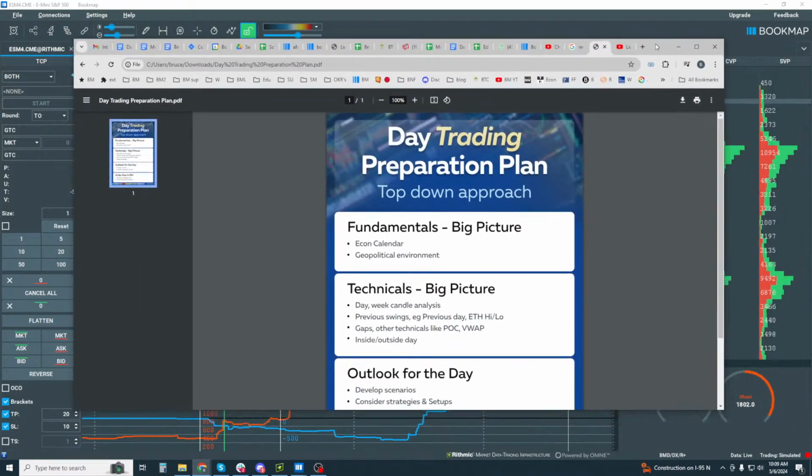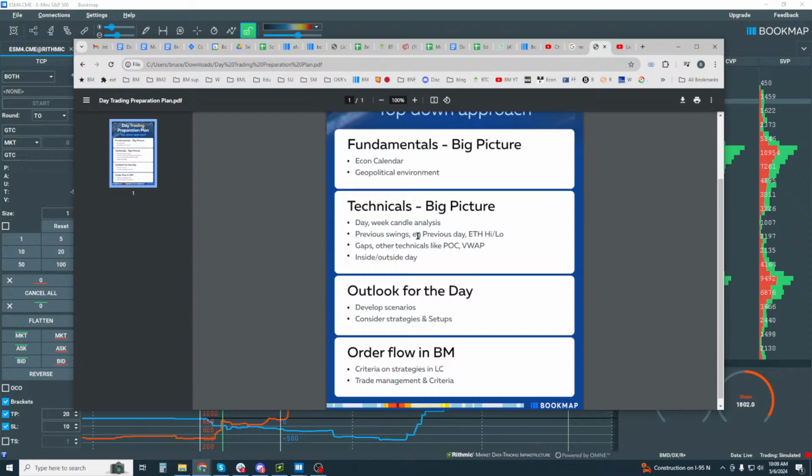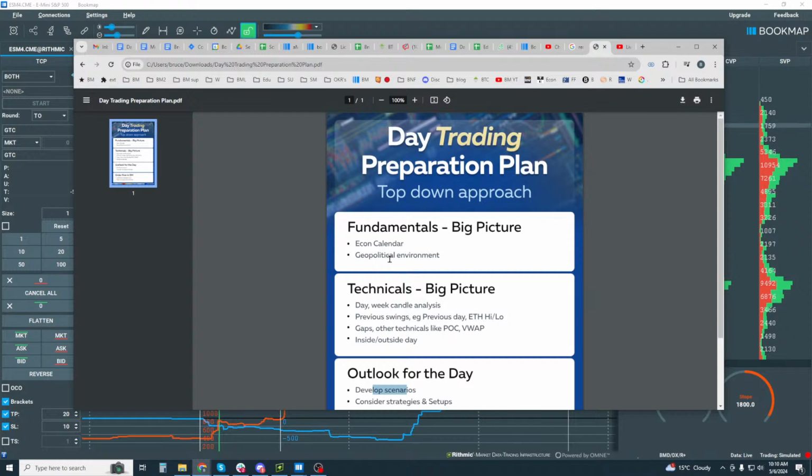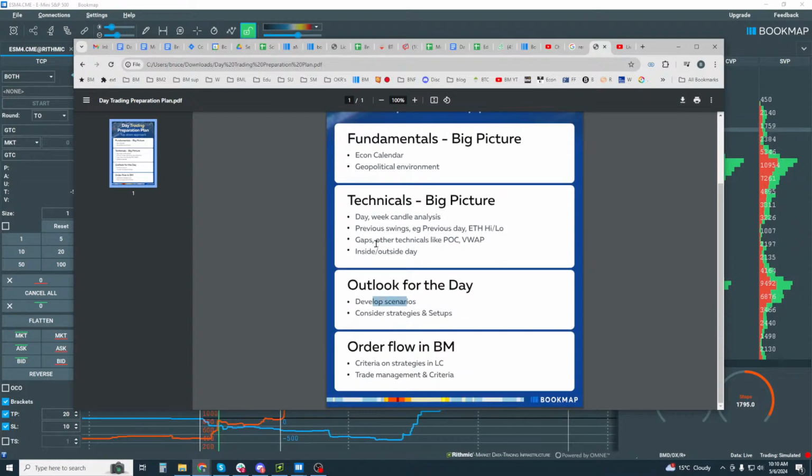This is it. Okay, so a day trading preparation and a top-down approach. The big picture fundamentally: economic calendar, geopolitical environment. Then the big picture technically, okay? The daily, maybe weekly candles, previous swings, previous day's high, low, etc. Gaps, whatever other technicals you look at, POC, VWAP, inside day, outside day, and then outlook for the day, developing scenarios. Guys, we need to go through these scenarios, and we need to understand our bigger picture approach here.